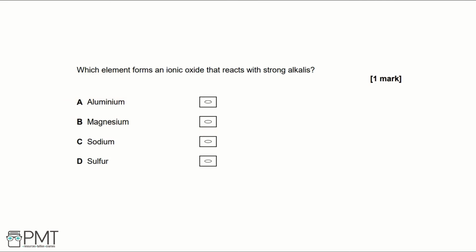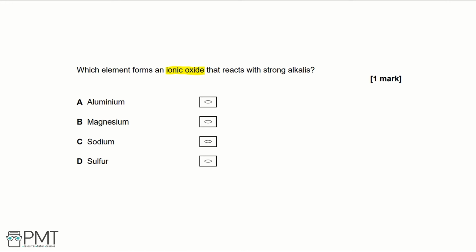Which element forms an ionic oxide that reacts with strong alkalis? A. Aluminium, B. Magnesium, C. Sodium, or D. Sulfur. So there are some key words in this question. Our first key word is that we're forming an ionic oxide. So we're looking for an ionic compound.